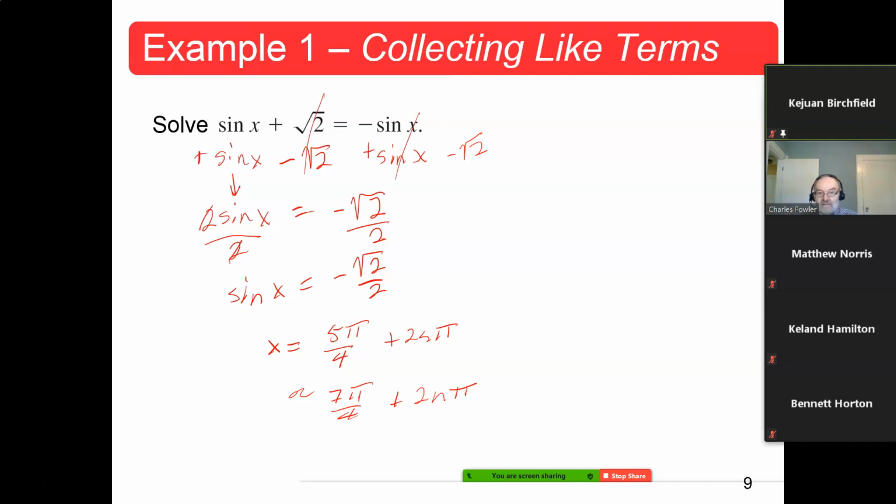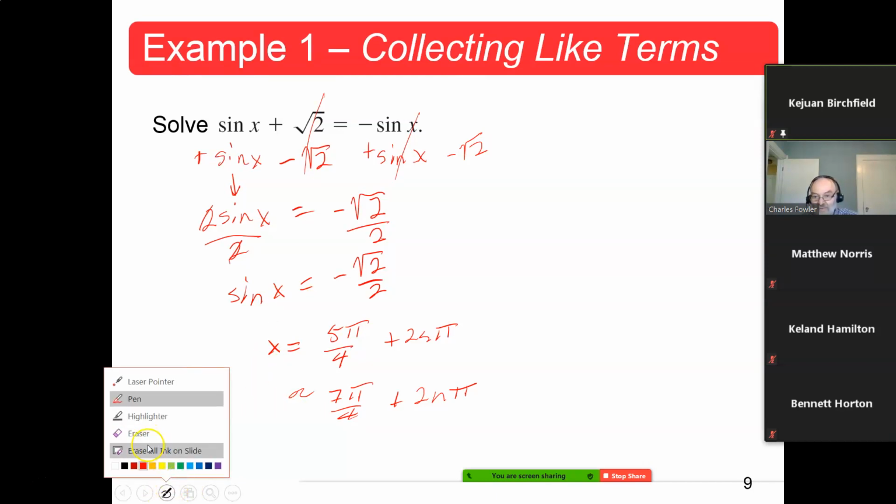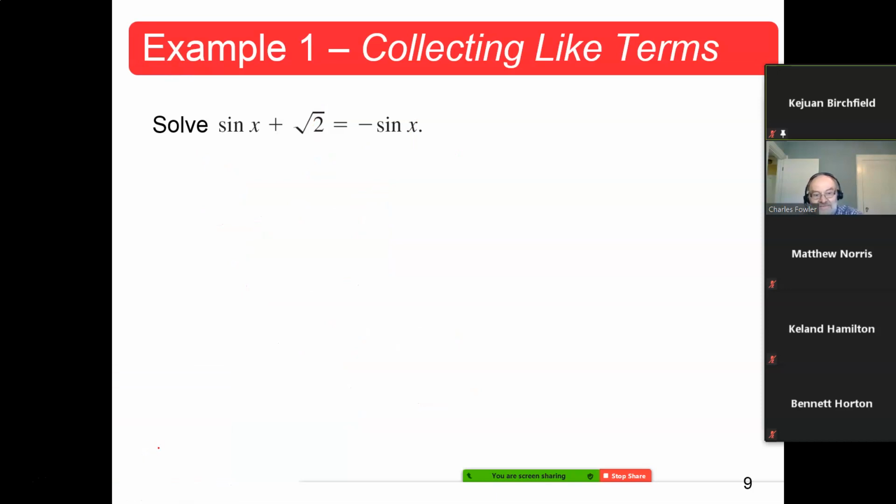Okay. Now I think what I'll do is clear my scratch off the screen here. Well, I can't do that with my finger. I need to do it with the pen. Okay, we're going to erase all that, and let's see how they did it.